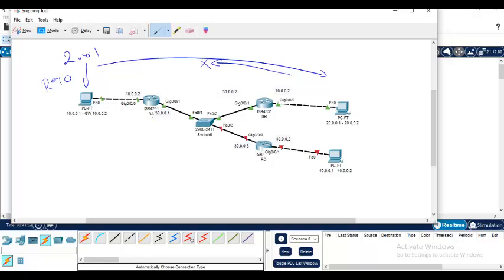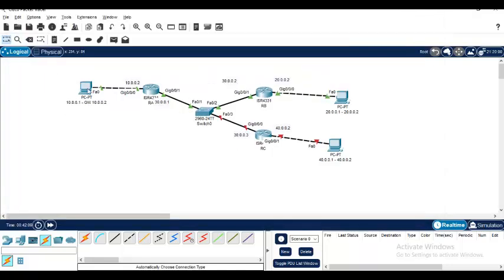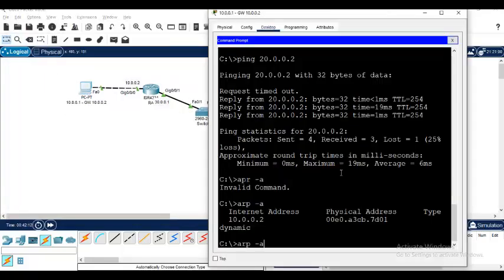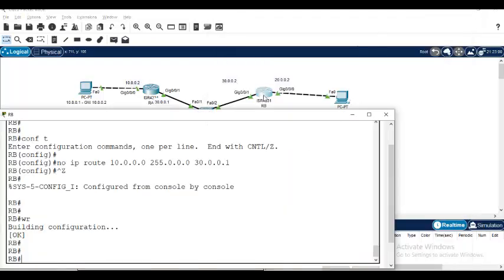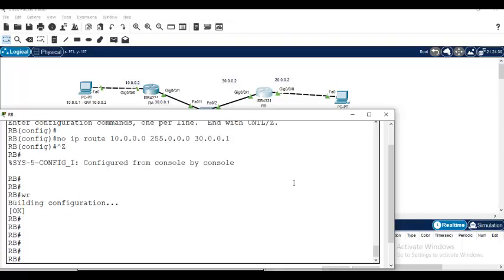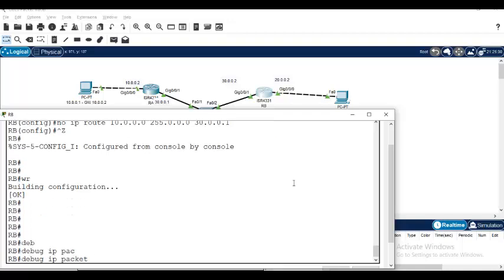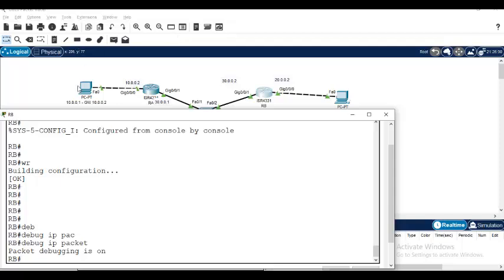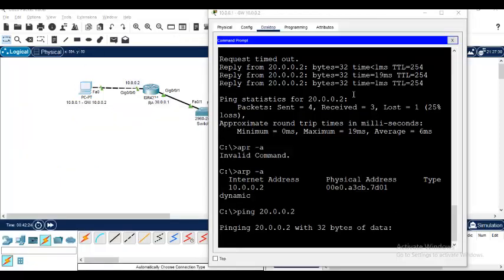You see, if I ping from here, I will not be able to ping now. I'll get request timed out. But I can show you that this router is forwarding the packets. Debug ip packet. This router is forwarding the packets of this PC. I'm pinging now. Now go to this router and see. Look at this. The packet is coming from 10001. It is trying to go to 20002 and it is delivered. After checking the routing table, it is delivered.